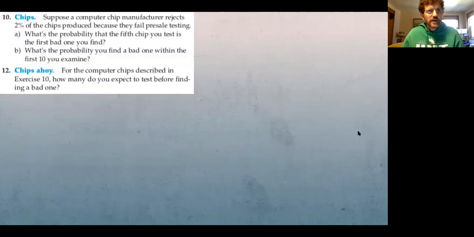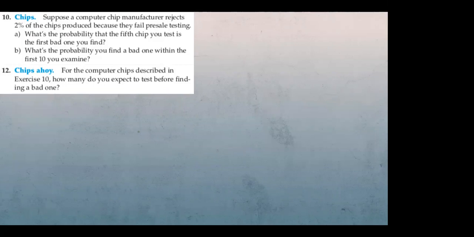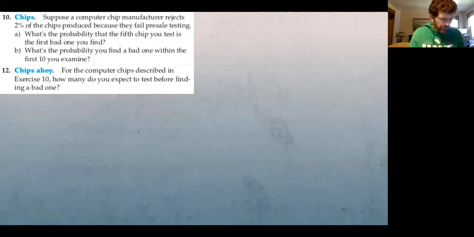So let's look at this. We've already answered part A and B, like 10A and B, but I wanted to now look at 12. So these computer chips, how many do you expect to test before finding a bad one? What do we need to do? Geometric CDF. Well, now we're talking about expect, so expected value.